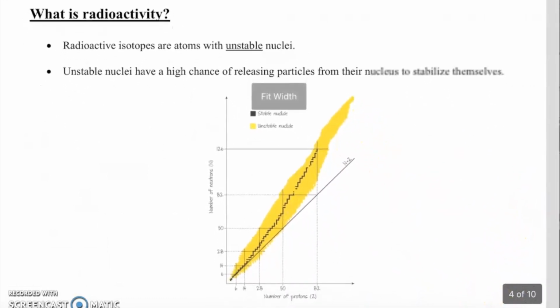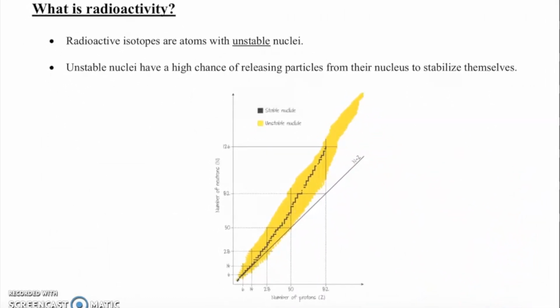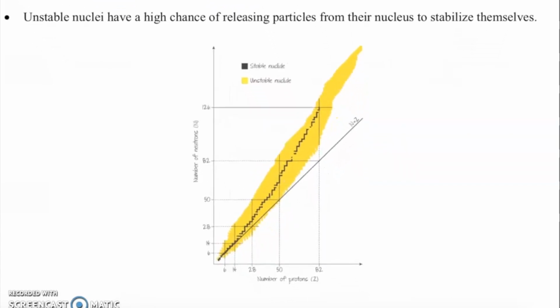Radioactivity, when you have a radioactive isotope, remember an isotope is simply changing around the number of neutrons. If you have a radioactive isotope, that means that its nucleus is unstable. And kind of along the theme of everything we've learned in physics, nature really wants to get back to a stable state. And so what happens is this unstable nucleus is going to release particles from its nucleus in order to stabilize itself.